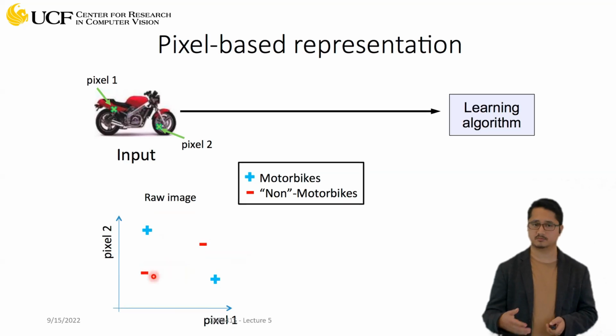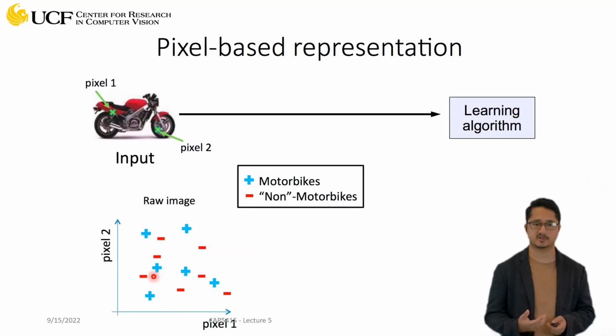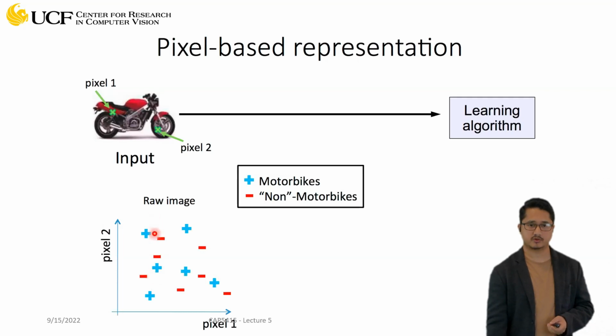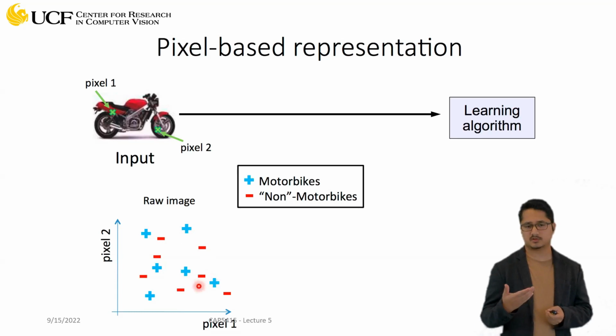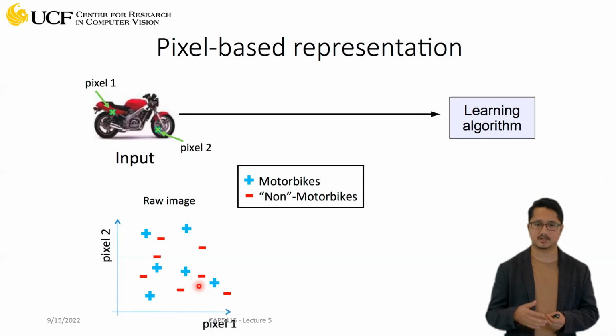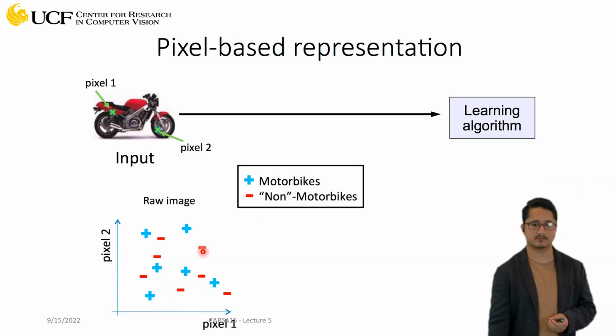And we can try to plot more such images. And what will happen is these blue crosses belong to motorcycles, and the red ones are non-motorcycles, negative images, right? So this is your distribution. But you will see there is no way of knowing which of these marks are actually motorcycles and which are not. So you can't draw a very simple boundary which can divide these two.